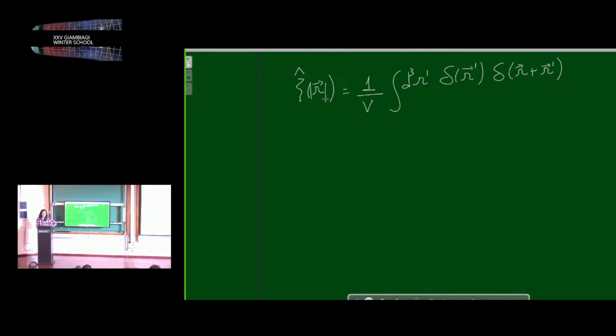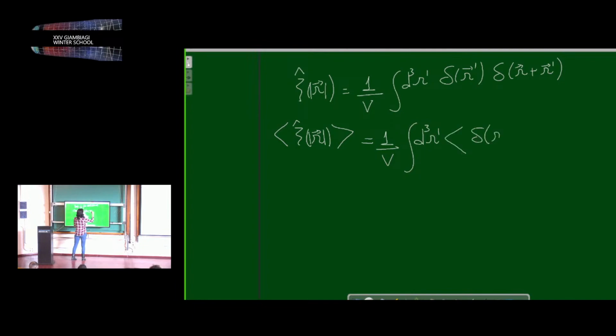Now this is the estimator of the correlation function in the universe that we measure. The true correlation function is the expectation value of this. So what's the expectation value of this guy? Let me write it. The expectation value of the estimator of the correlation function is 1 over V, the integral of d3 r prime, the expectation value of delta of r prime delta of r plus r prime.